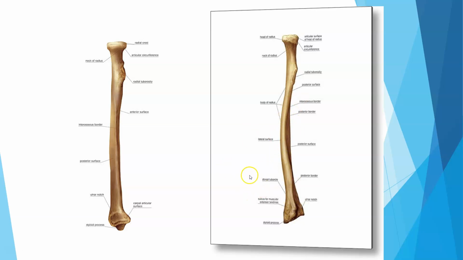So to give us a sense of where we are here, we can see again the proximal aspect with the head, the neck, and the radial tuberosity. And this represents the lateral aspect here. You can see there is a slight convexity to it.